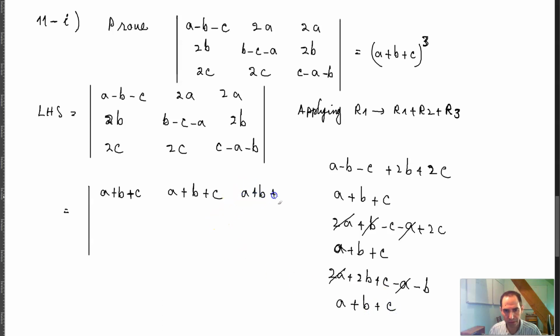2A minus A is A, 2B minus B is B, and C, so that is A plus B plus C, and the other rows remain the same, meaning you get 2B, B minus C minus A, 2B; 2C, 2C and C minus A minus B.